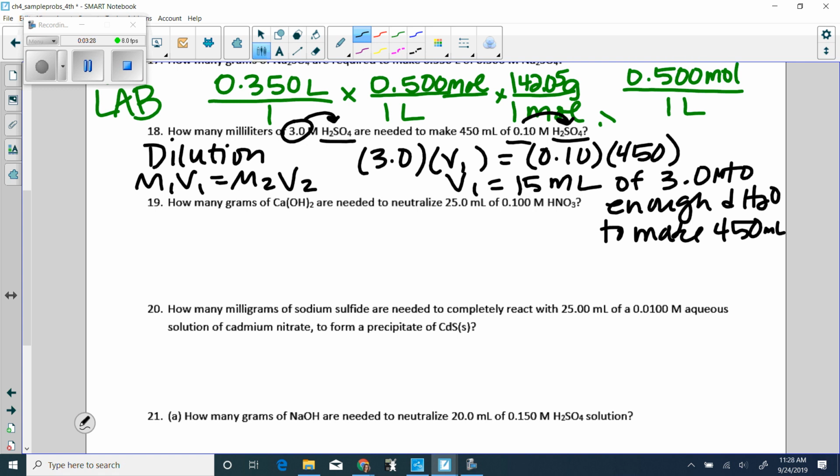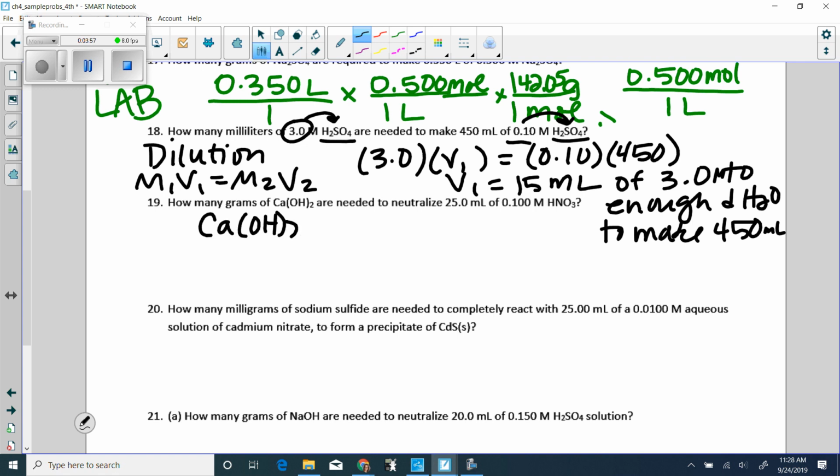Okay, how many grams of calcium hydroxide? Calcium hydroxide is in the hydroxide group. That means it is a strong base. To neutralize for acid bases means reaction. They will not say react, they will say neutralize. 25 mils of nitric acid. Nitric acid is one of the 7 strong acids: hydrochloric, hydrobromic, hydroiodic, chloric, perchloric, nitric, sulfuric. Okay. So we are doing a reaction.